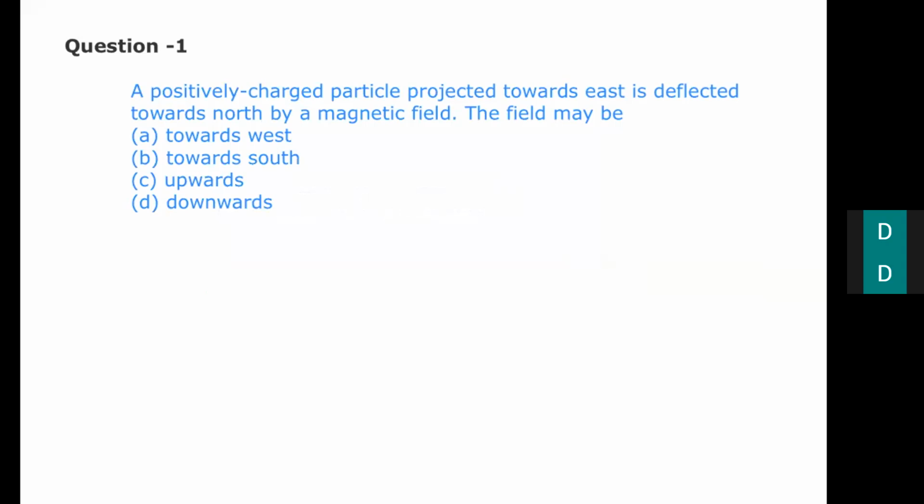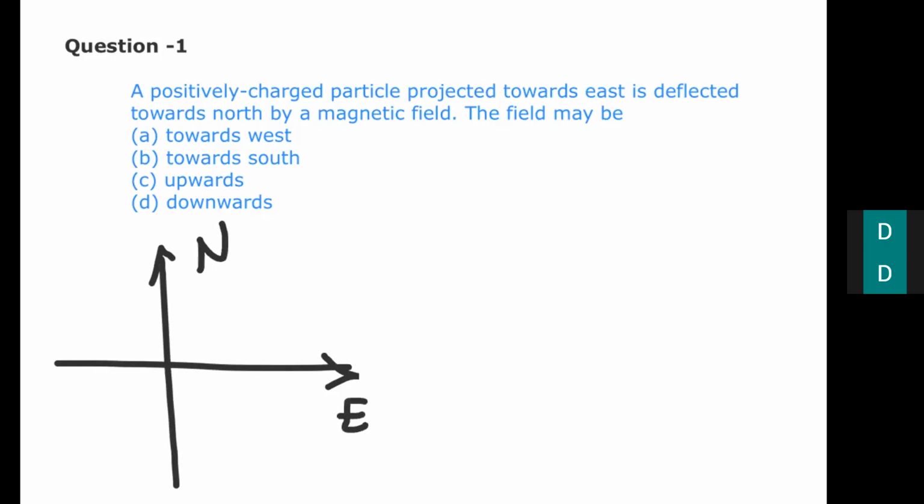I'll just draw the diagram. For example, this is the eastern direction and this is the northern direction, and as usual, this is the west and the south. They are saying that the positively charged particle is projected towards east, so it is projected in this direction, and it is deflected towards the northern direction.